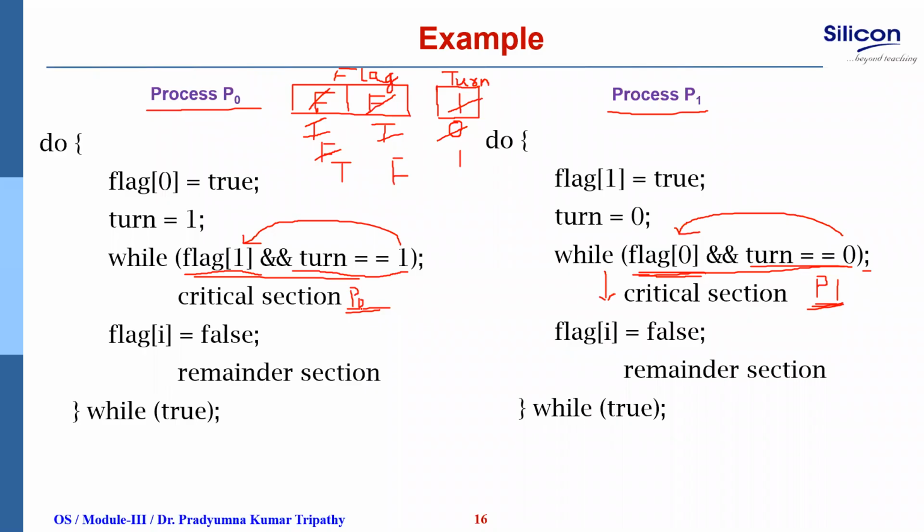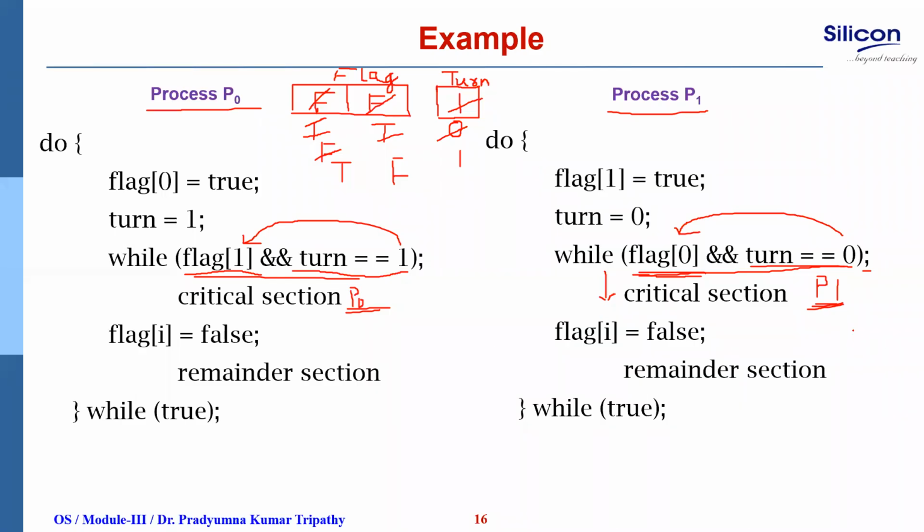Is it understood what I am saying? Is it understood? Anybody having doubt on this slide? Anyone who can say which is the entry section? Which is the entry section? The while loop. And what is the exit section? Flag of i equals false. Correct?